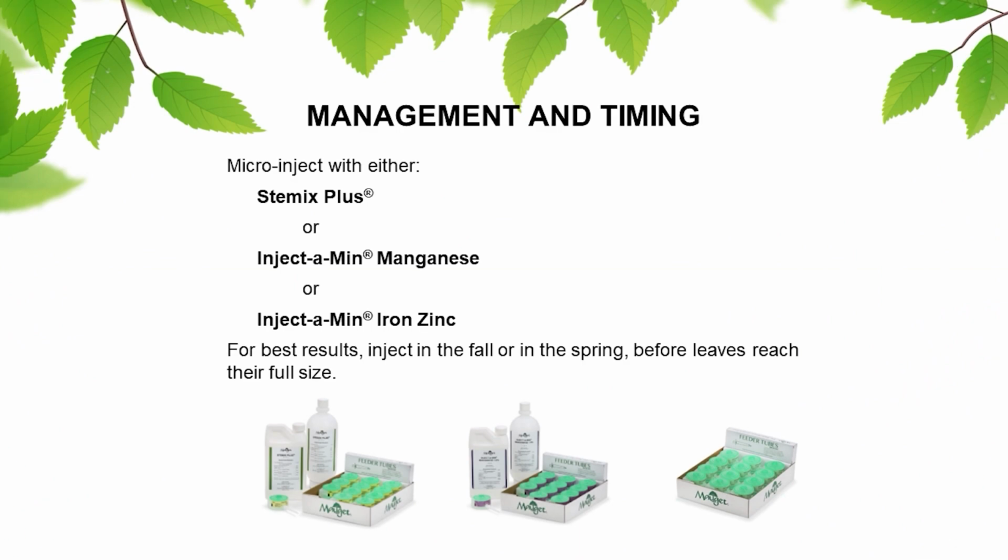Management and timing. Microinjecting nutrients directly into the tree provides nutrients to the tree very quickly and bypasses the soil and roots. A micronutrient deficiency may be managed by microinjection of either Stemix Plus, Injectamin Manganese, or Injectamin Iron Zinc. For best results, inject in the fall or in the spring, before the leaves reach their full size. Stemix Plus and Injectamin Manganese are available in 6 milliliter capsules and 1 liter bottles. Injectamin Iron Zinc is available in 6 milliliter capsules.